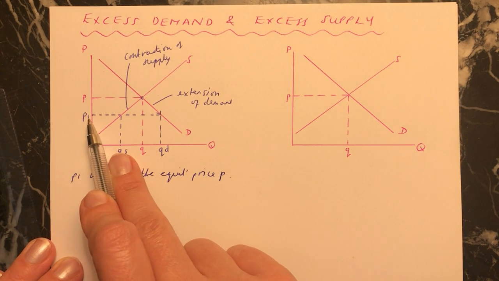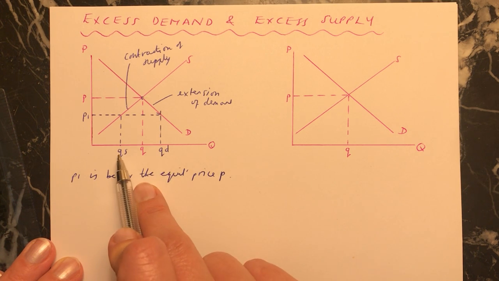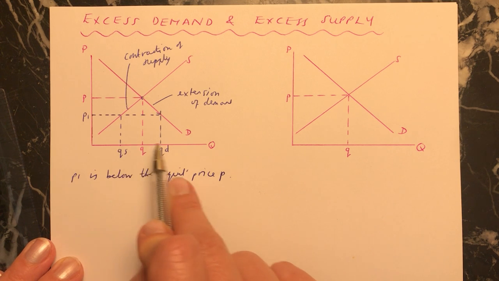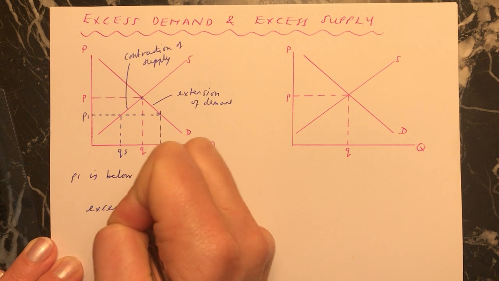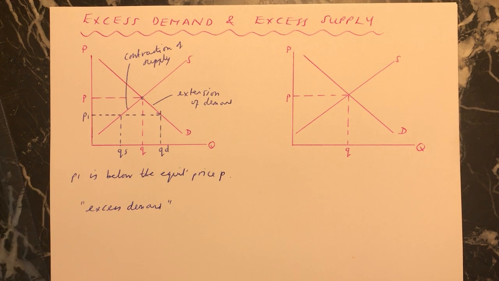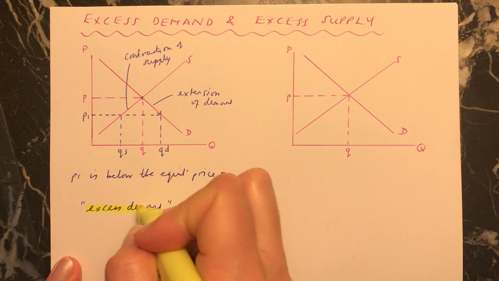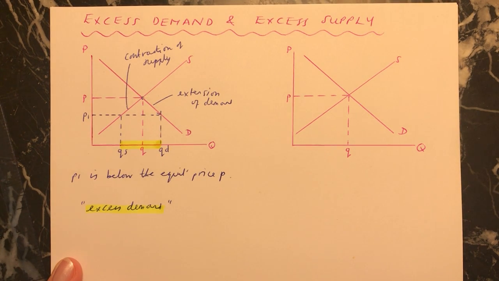So at this price below the equilibrium, we can see that our quantity demanded is bigger than our quantity supplied. And the difference between these two is called excess demand. There is more demand than there is supply. And the excess demand is this distance here. And if you had numbers, you could work out what that excess demand was on the graph. But it means that we've got more demand than supply. And that's because the price is below the equilibrium.